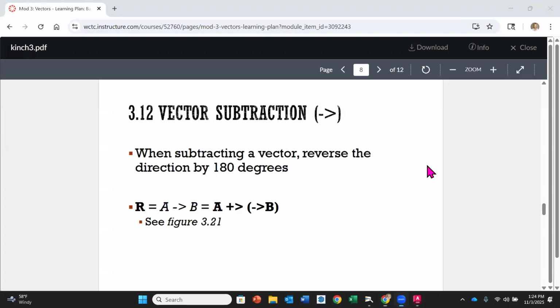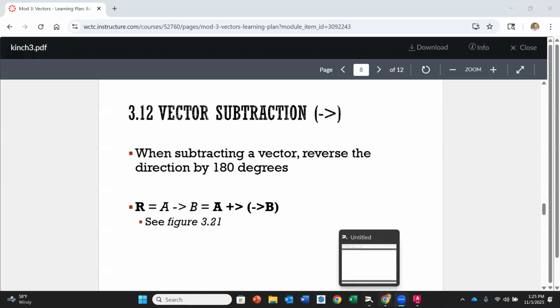Okay, our next section is going to be 3.12, which is vector subtraction. What we saw earlier was vector addition, and it was that tip-to-tail method. We are going to use that very same method, but there's one little thing we have to do in order to switch over from addition to subtraction. When we subtract a vector, we're simply going to reverse its direction 180 degrees, and then we're going to add it just like we did tip to tail when we did vector addition.